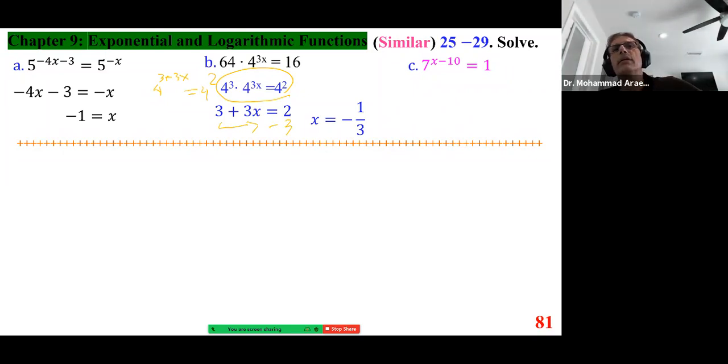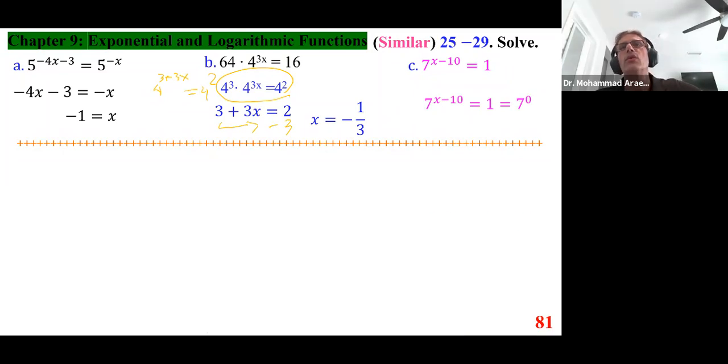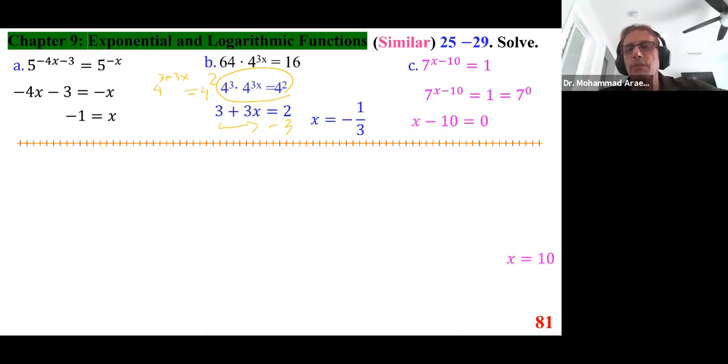Then write the part C, 7 to the power of x minus 10 equals 1. We know 1 equals any base to the power of 0. Because the base here is 7, we make it 7 to the power of 0, which means x minus 10 must be 0, in which case x becomes 10.